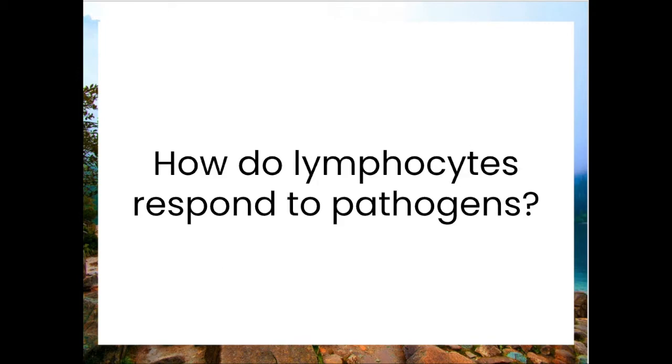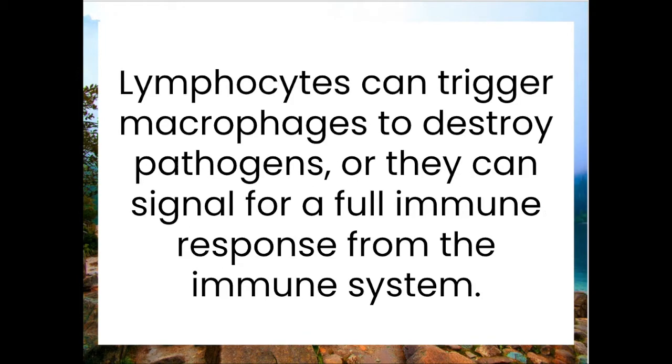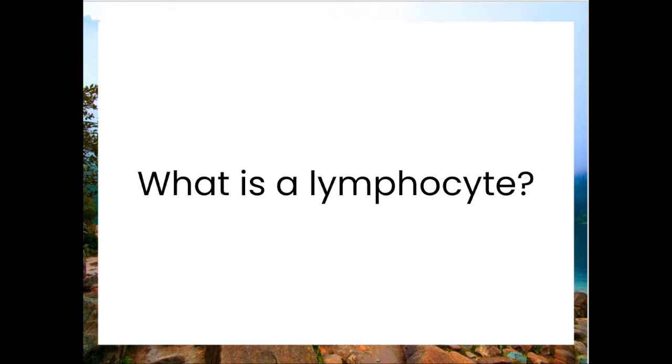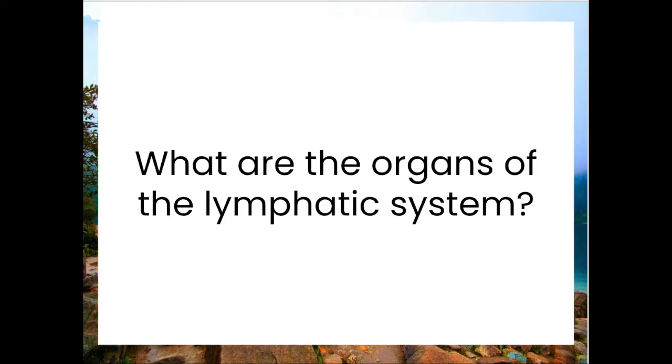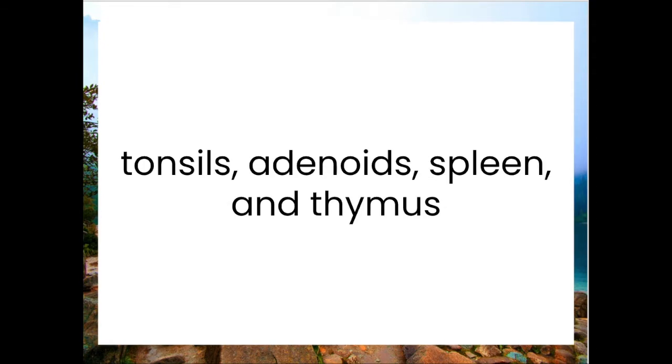How do lymphocytes respond to pathogens? Lymphocytes can trigger macrophages to destroy pathogens, or they can signal for a full immune response from the immune system. What is a lymphocyte? A lymphocyte is a white blood cell found in the lymph nodes and organs of the lymphatic system. What are the organs of the lymphatic system?